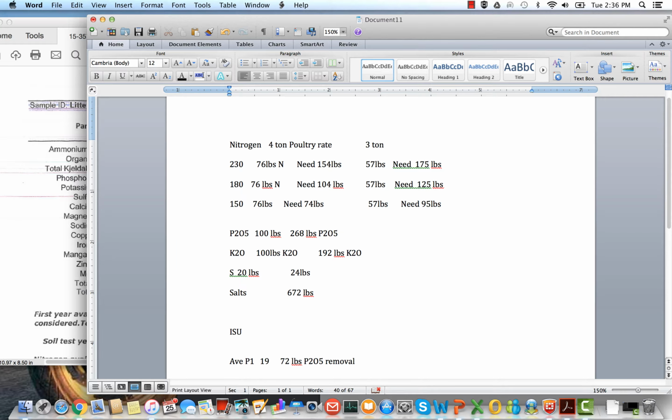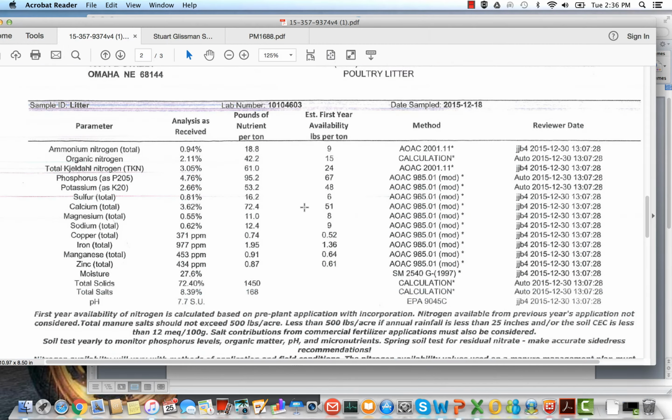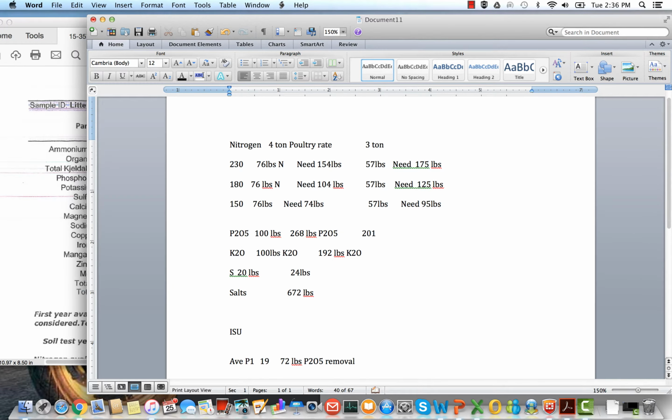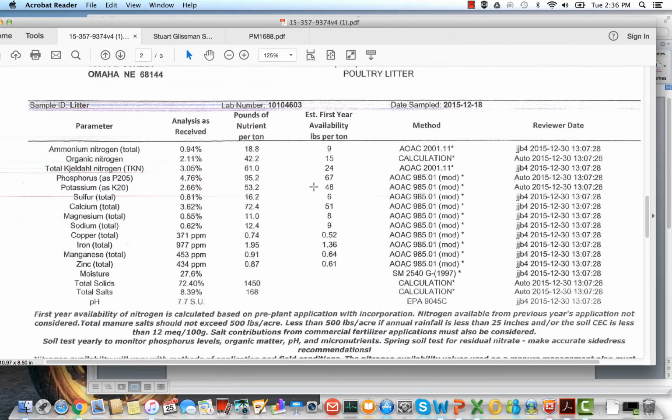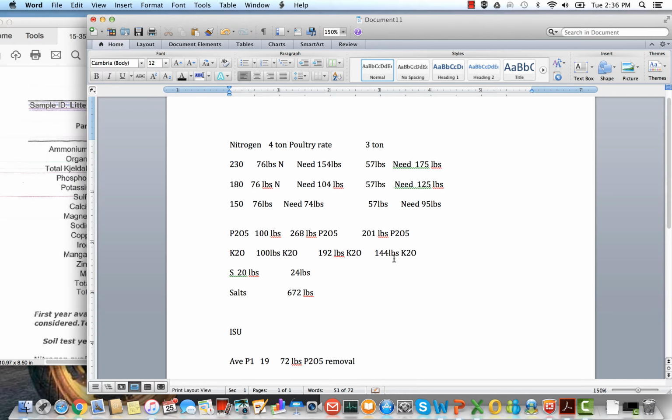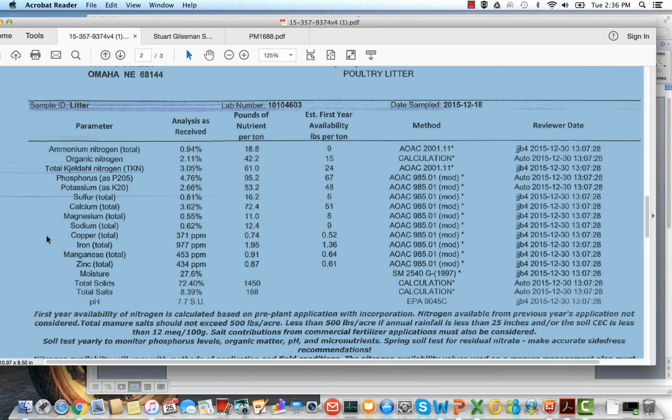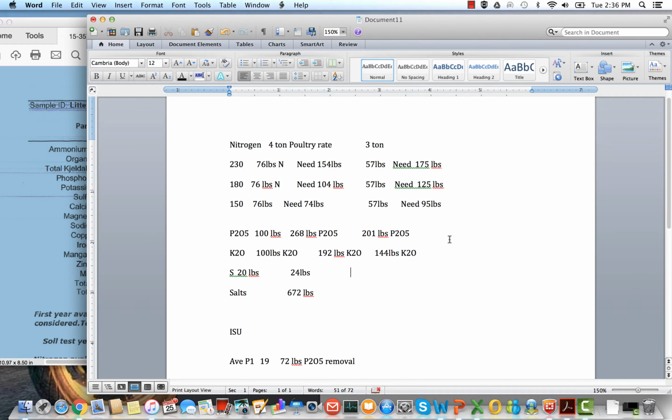All right, and then, okay, so now we're at a 3 ton rate, and back here, so phosphorus, 67 pounds, first year available, times 3, 201. Boy, that looks good. 201, and 3-ton rate, we're going to be 48. 48 times 3, 144. Sulfur, what were we, 6? Yeah, 6 times 3, 18.